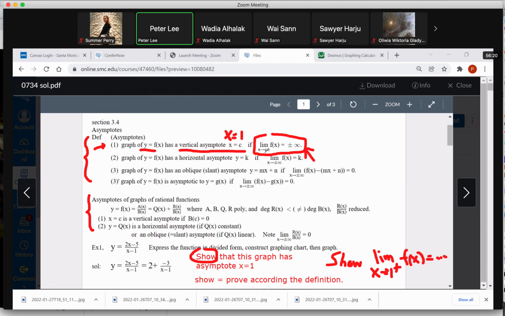And don't just write this equation. Don't just write the statement. You have to show. Show means use the definition. You know what? These kind of questions are a high target now. It's a high target. Okay? I am geared.